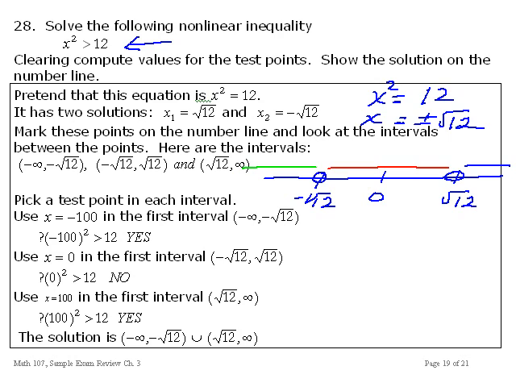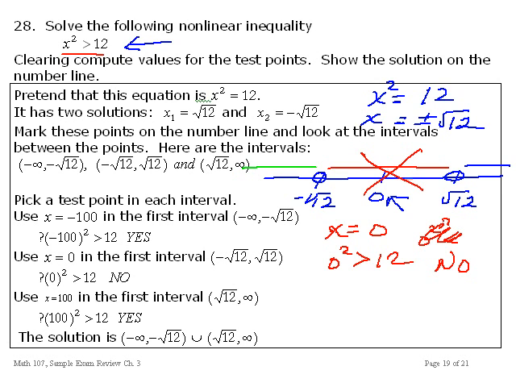Now the question is, which regions satisfy this inequality? If one number in the region, for example, the 0 in the red region, satisfies this inequality, the whole region satisfies it. If 0 fails, the whole region fails. So you pick a test point, and you need to pick some test points to get credit. I'm going to look in the red region, and pick the easiest number. I'll pick x equals 0 for a test. So I put 0 into this, 0 squared greater than 12? And the answer is no. That means this whole region fails.